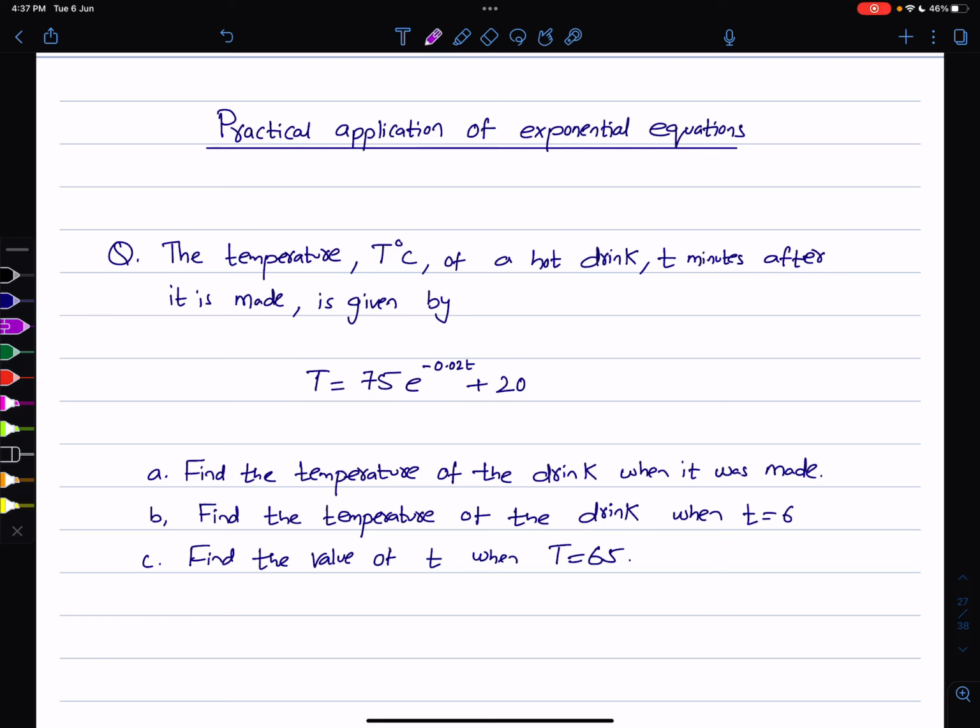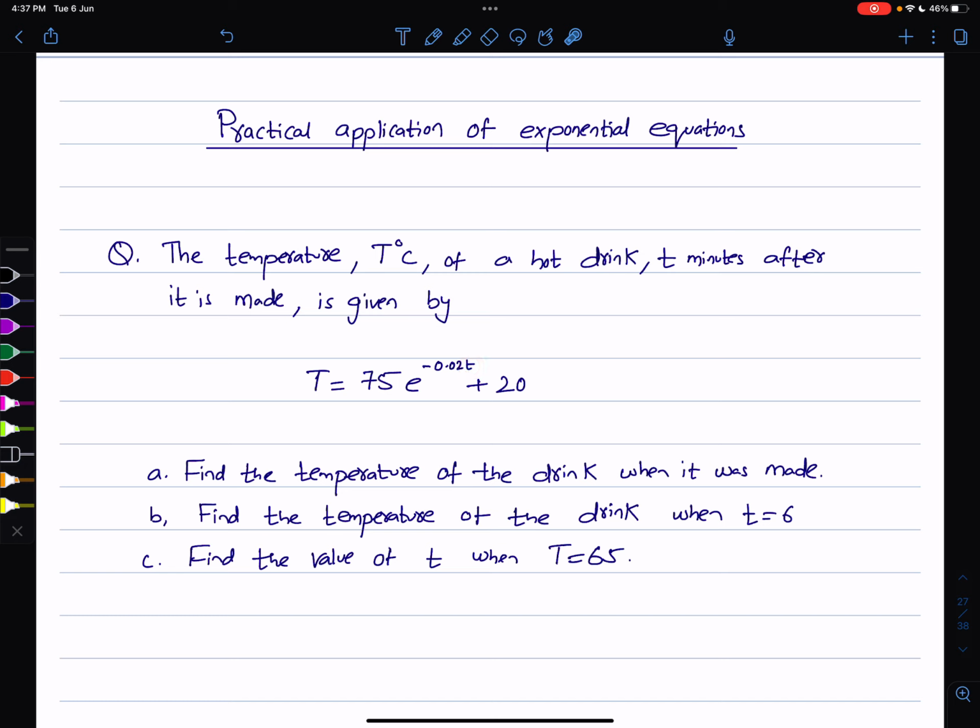Hi, in this video, we are going to see how exponential equations can be applied to real life situations. So we have an example question over here. The temperature T degrees centigrade of a hot drink t minutes after it is made is given by T equals 75 e to the power of minus 0.02 t plus 20. This capital T is the temperature and this small t is the time in minutes.